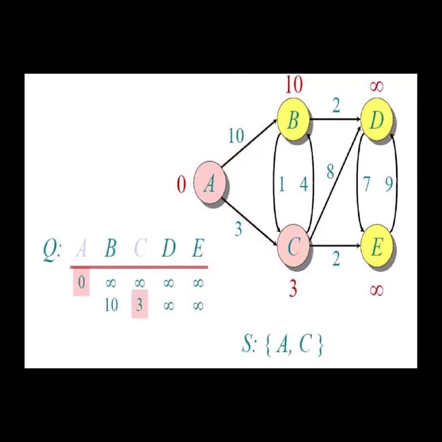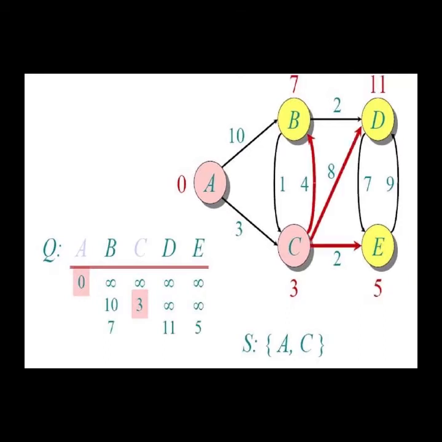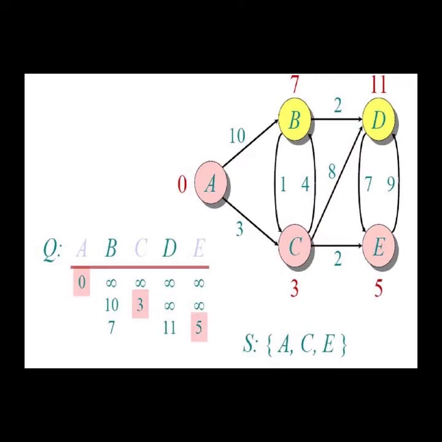Moving on to C, we have three more paths to B, D, and E, and we update the table, just like we did in Prim's. For B, we have 3 plus 4, we got 7. Then we got 3 plus 8, 11 to D, and 3 plus 2 equals 5 to reach the E point. So before we chose A and C, now we will choose the shortest path. Here the shortest path has E, so we will choose 5.